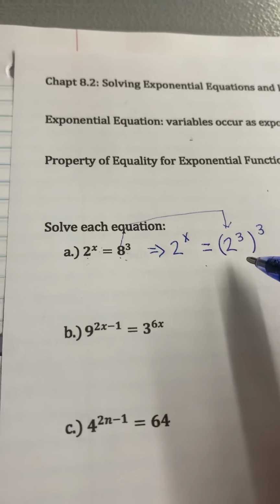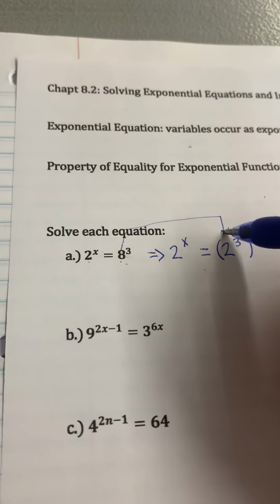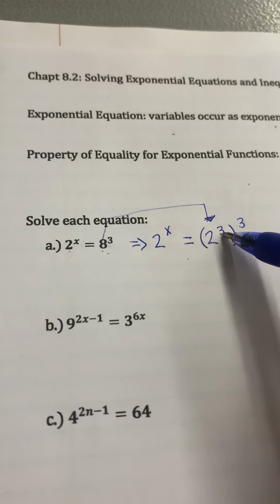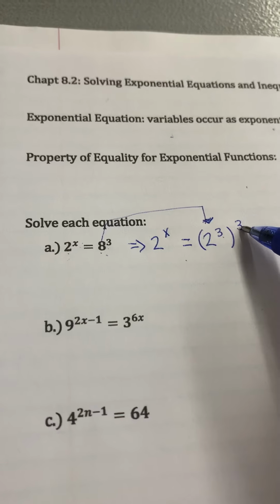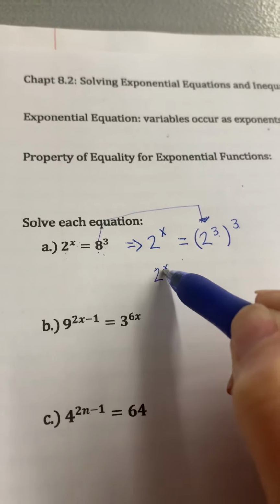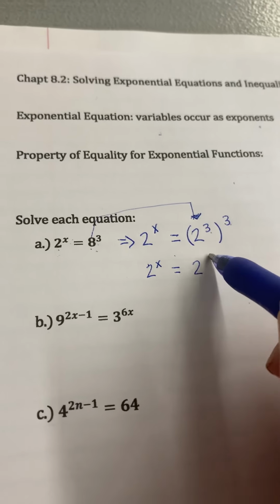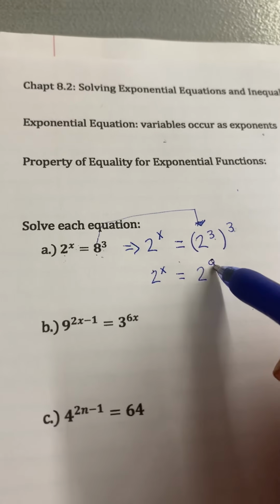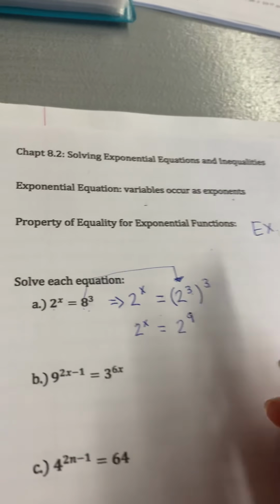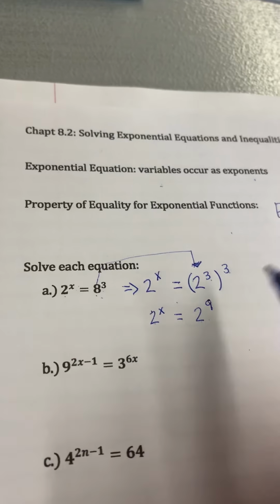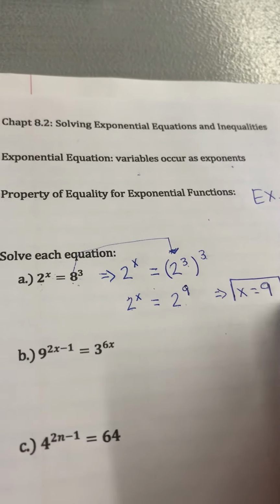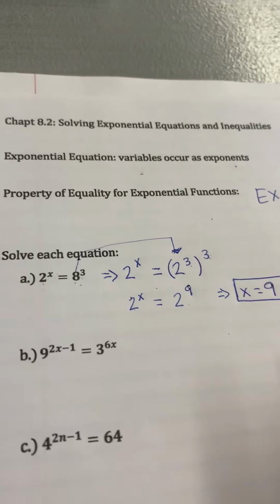Not changing the problem, just changing what it looked like, which is okay to do. Now, you learned in Algebra 1 that whenever you have an exponent raised to a power, you're supposed to multiply. So we have 2 to the x equals 2 to the 9th, because 3 times 3 is 9. Now this goes back to our property of equality that says that if our bases are the same, we can drop them and x equals 9. There's x. Very, very easy.